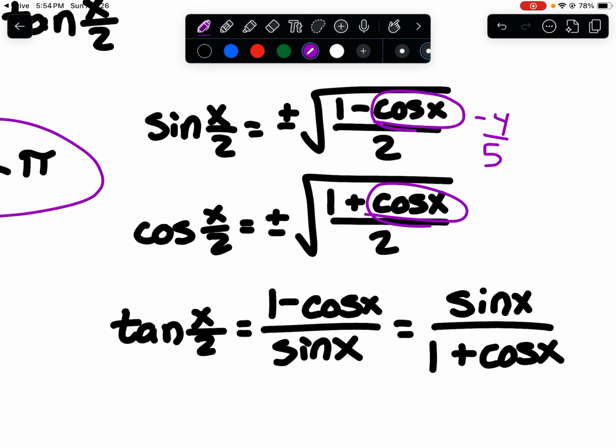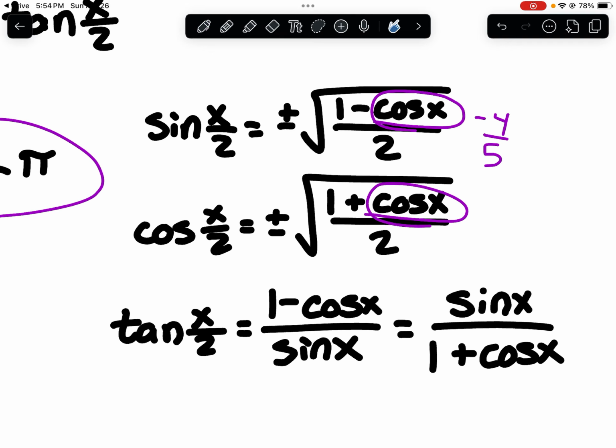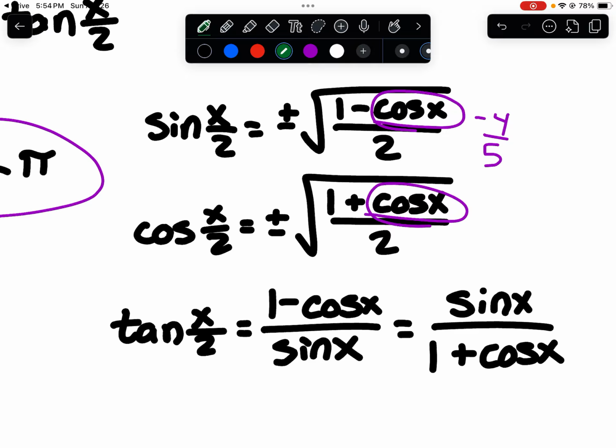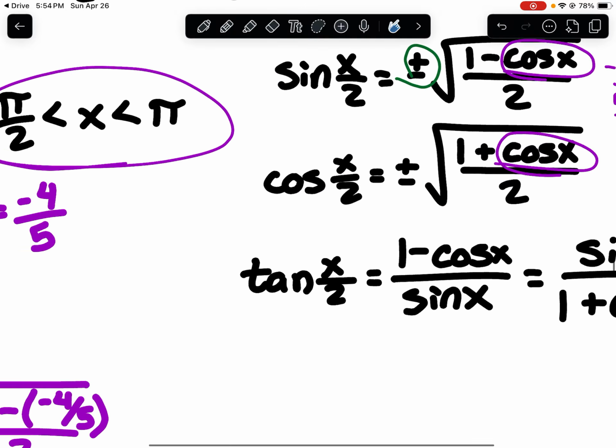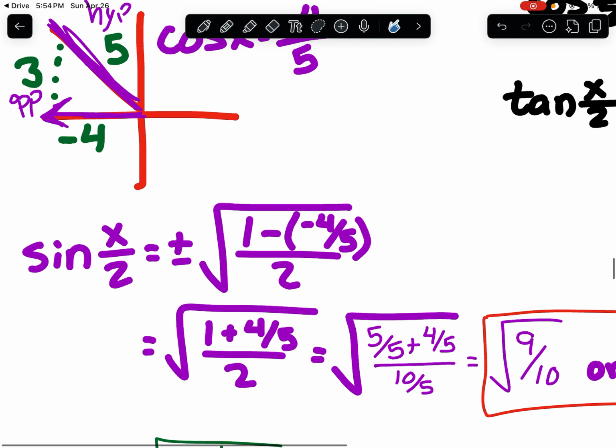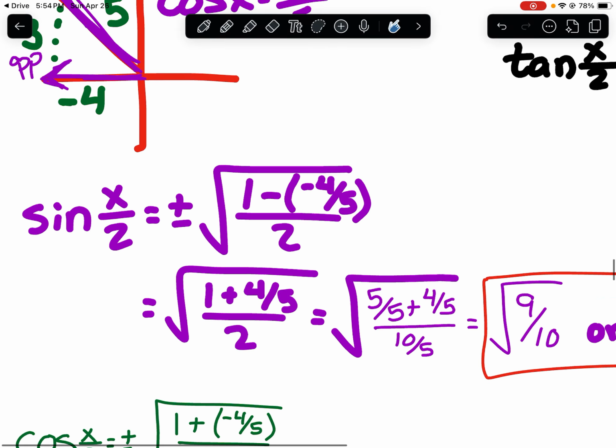And then tangent relies on sine and cosine, so we were going to need that anyway, and we already have the sine function, or sine x. It was given to us at the beginning. So we should have everything that we need to find all of these answers, and then we'll talk about how do we know whether it's plus or minus, because it's not going to be both. It's going to be one or the other depending on the angle that you're dealing with.